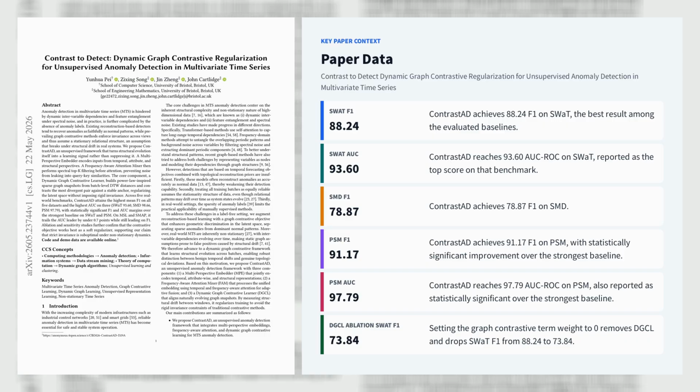Ablations show the graph contrastive term is essential. Setting its weight to 0 drops SWaT F1 from 88.24 to 73.84 and SMD F1 from 78.87 to 50.01, while negative contrastive weights consistently outperform positive ones, confirming that soft regularization is better than strict invariance under non-stationary dynamics.